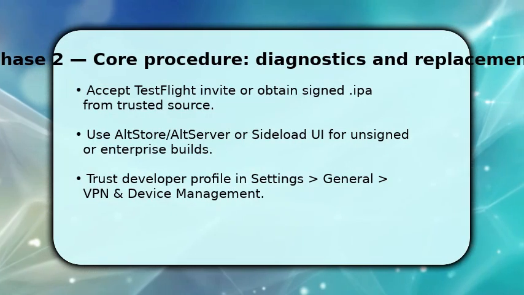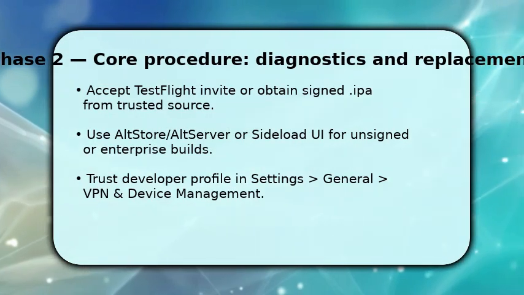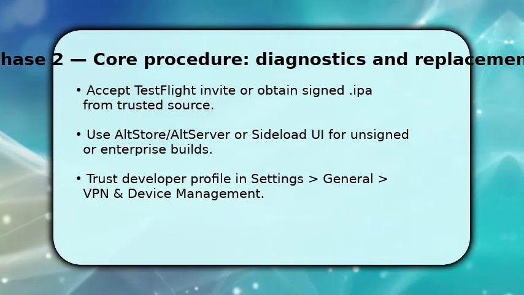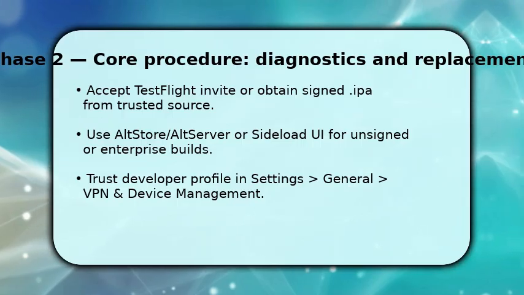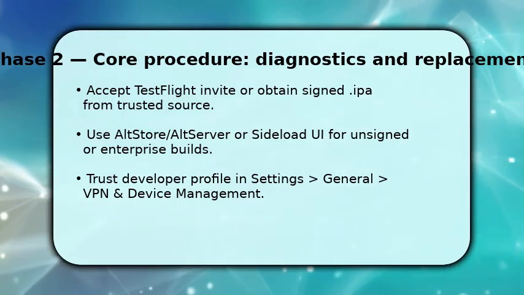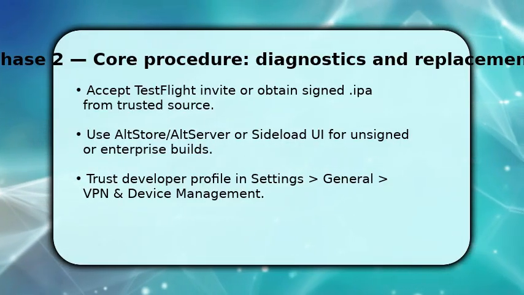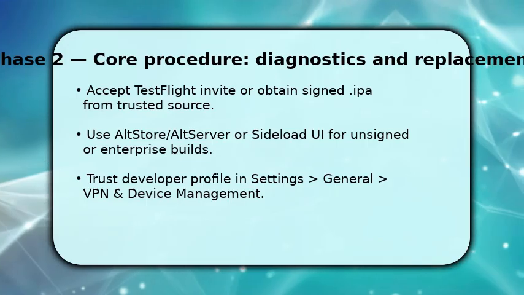You now move into the detailed install. If a TestFlight link is provided, tap Accept and follow the in-app prompts. TestFlight handles signing automatically. If you have an IPA, use AltServer on your Mac or PC to sideload via AltStore, or drag into Sideloadly. Make sure your device stays on and unlocked.